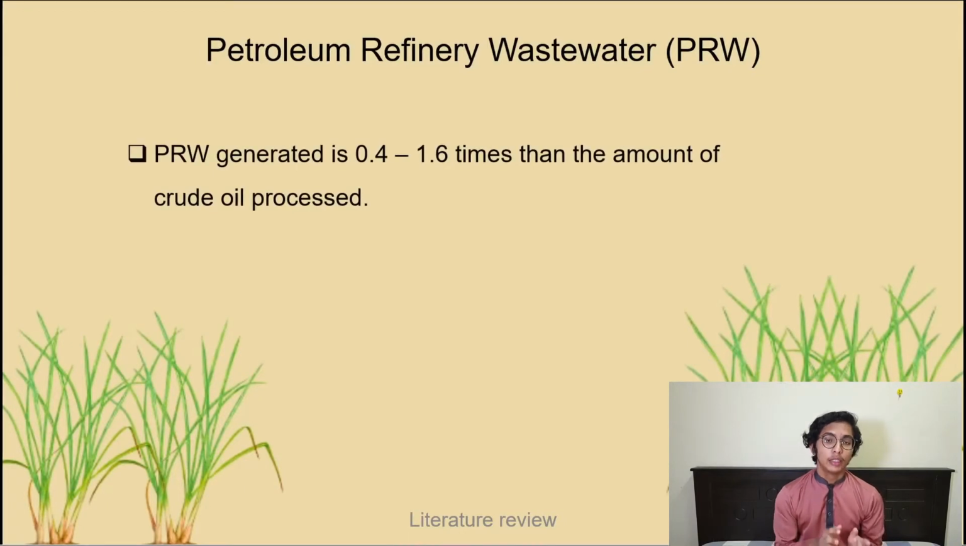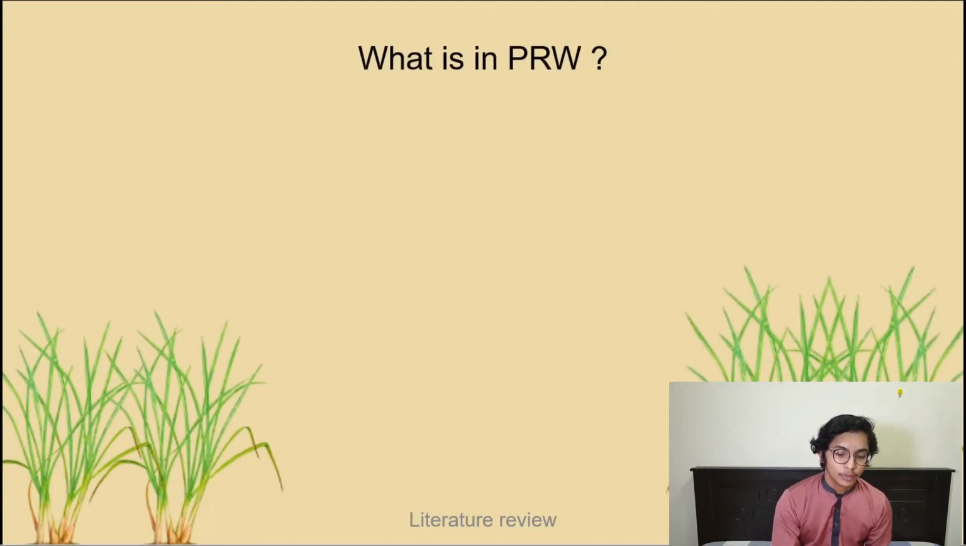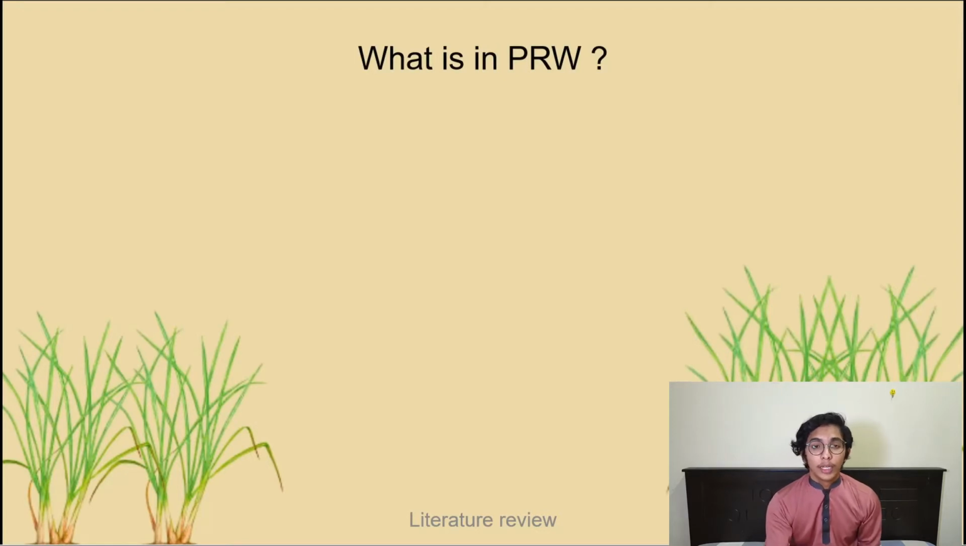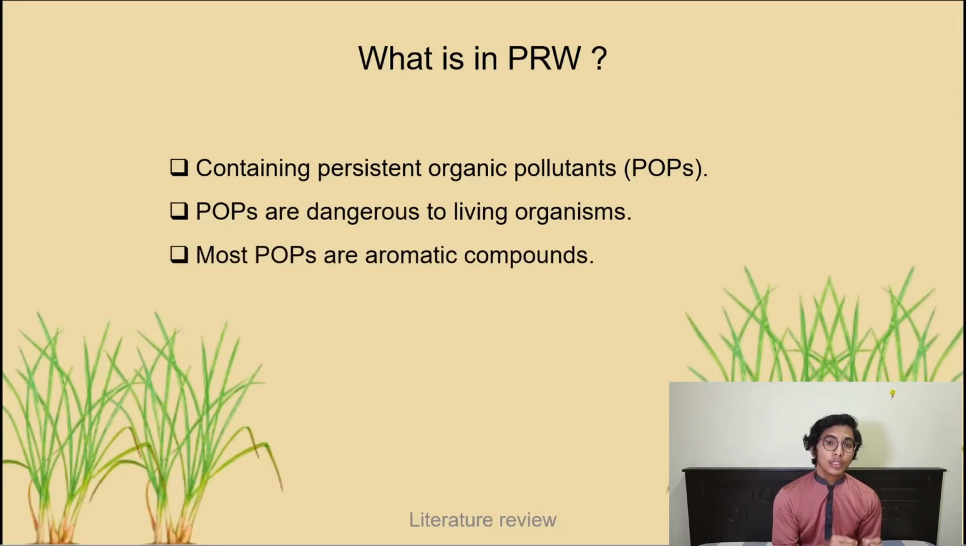PRW is generated at around 0.4 to 1.6 times the amount of oil processed, and refining a barrel of oil requires around 65 to 90 gallons of water, which is equivalent to 247 to 340 liters, which is a lot. Therefore, PRW needs to be treated before it can be safely released to the environment. So what is in PRW? PRW consists of mostly persistent organic pollutants, or POPs, that are dangerous to living organisms. Most POPs are aromatic compounds which are relatively water-soluble, and can therefore react and produce more harmful chemicals or compounds.